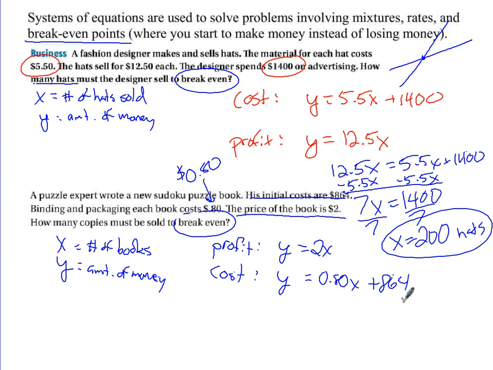Okay, what happens now? Yeah, we have a system of equations here, and we want to use substitution in this case because we already have an equation solved for Y here. And this one is too. So we know what Y is. Y is 2X, which means I can take that 2X and substitute it right there for that Y, which makes me write 2X equals 0.80X plus 864. And then just like in the last problem, we're going to solve for X. So what do we do?